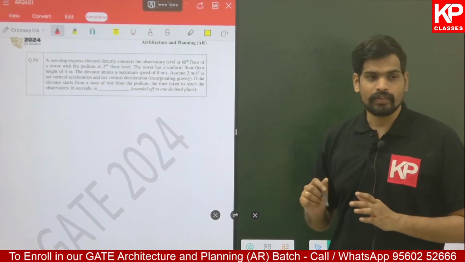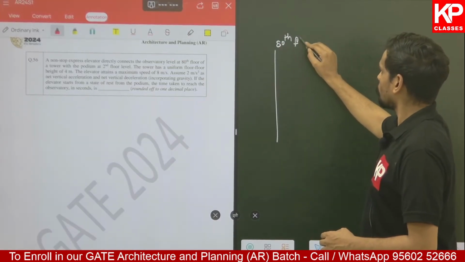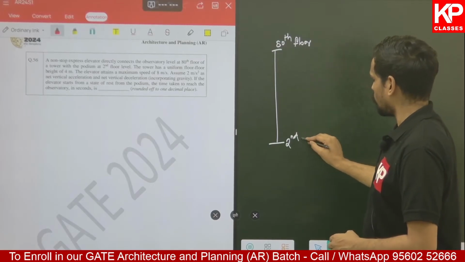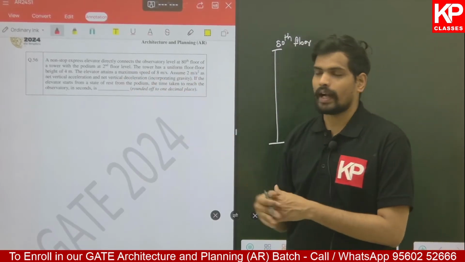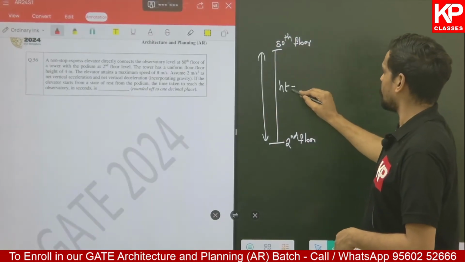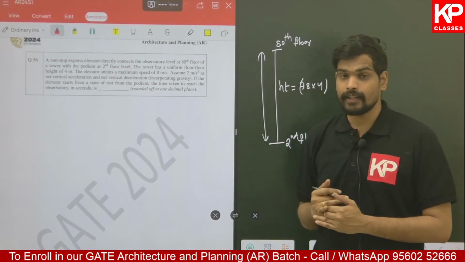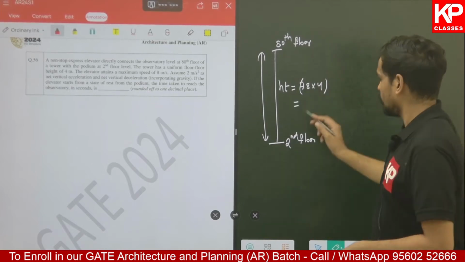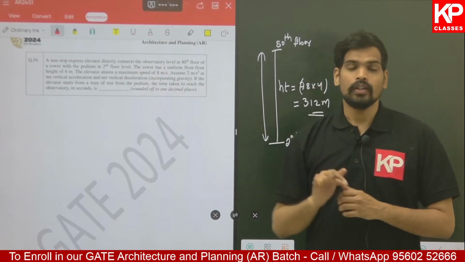So the first point given over here, there is an observatory level at the 80th floor and the podium level where the lift is going to start, that is given as the 2nd floor. And the uniform floor to floor height for every level is given as 4 meter. So what will be the total height over here? The total height is going to be 78 into 4 because there will be 78 intermediate levels between the 2nd and the 80th floor. So the total height 78 into 4 will come out to be 312. 312 meter is the total height which the elevator has to move. Those are the first 2 points given.